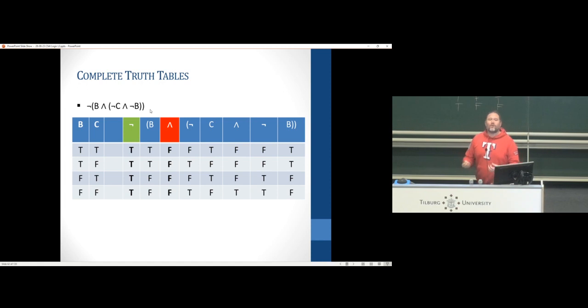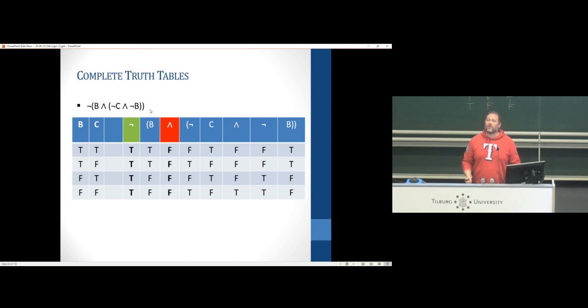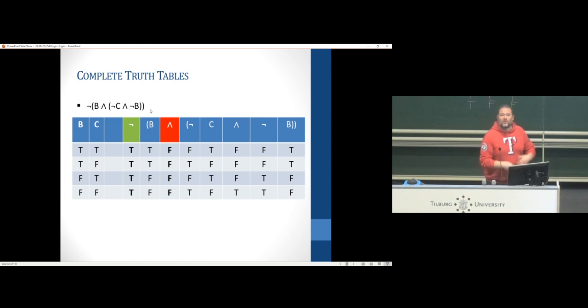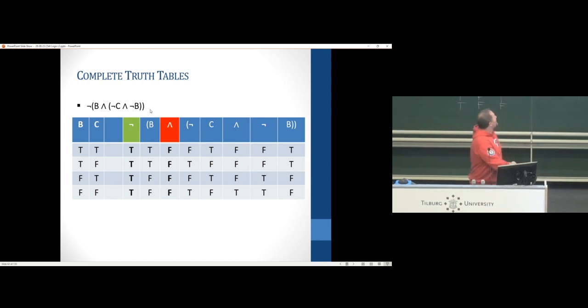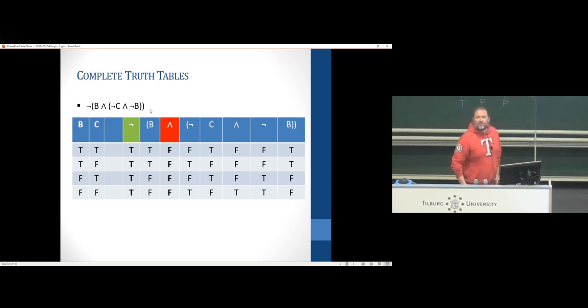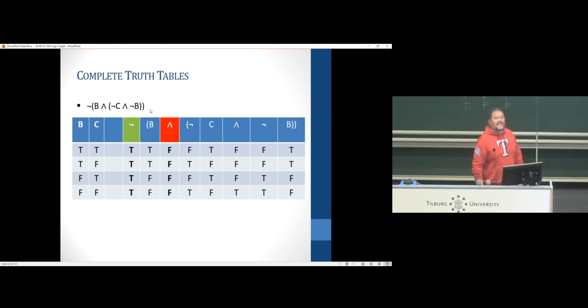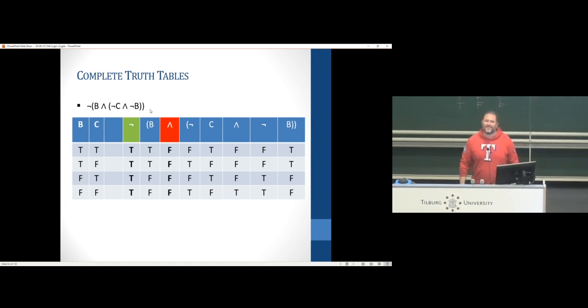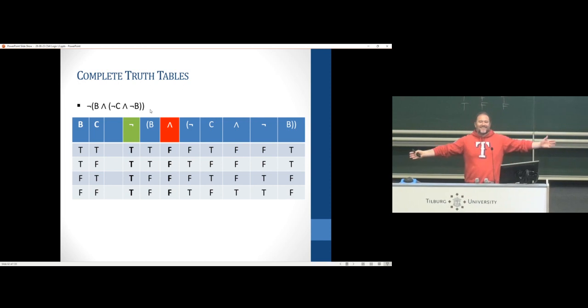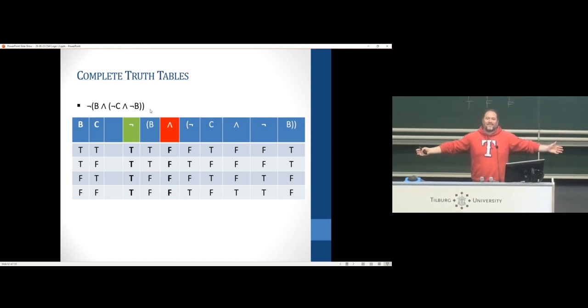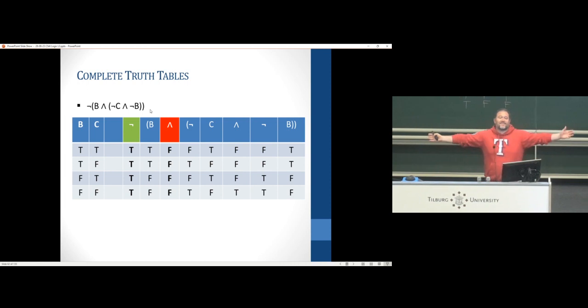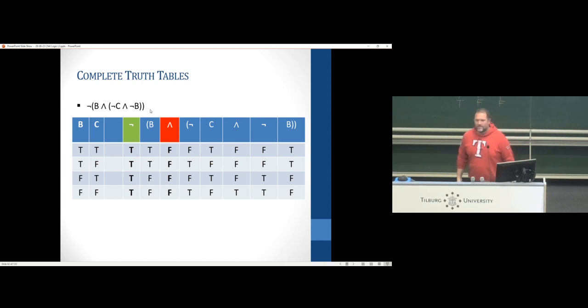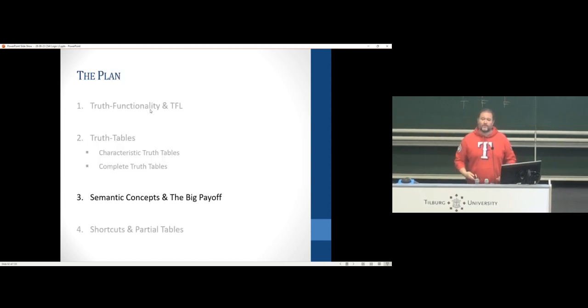So, you've already been told implicitly how you can use the machinery to test for these properties. Write the sentence in your table, run through everything, and then look at the column for the main operator. If the main operator is all T's, what do you have? It's a tautology. If it's all F's, you've got a contradiction. This is how we start to use our machinery.